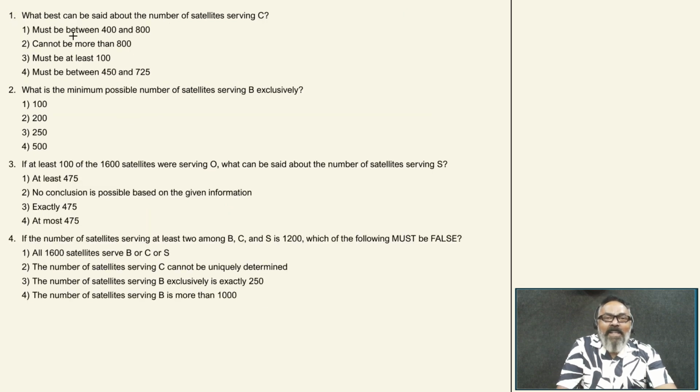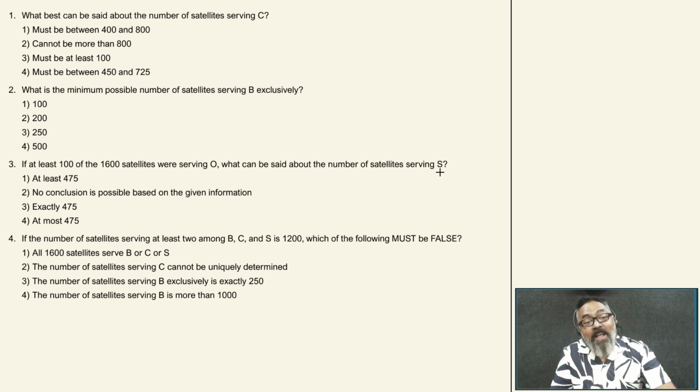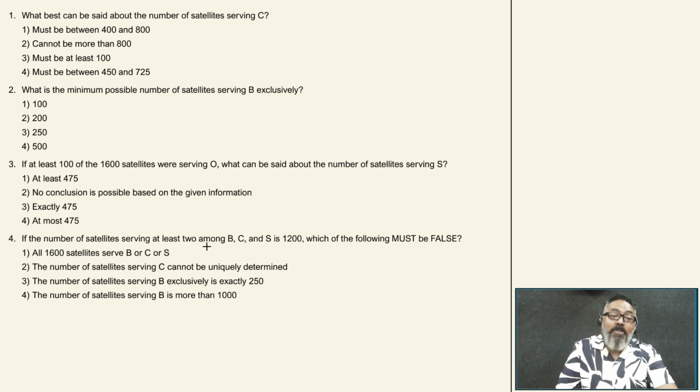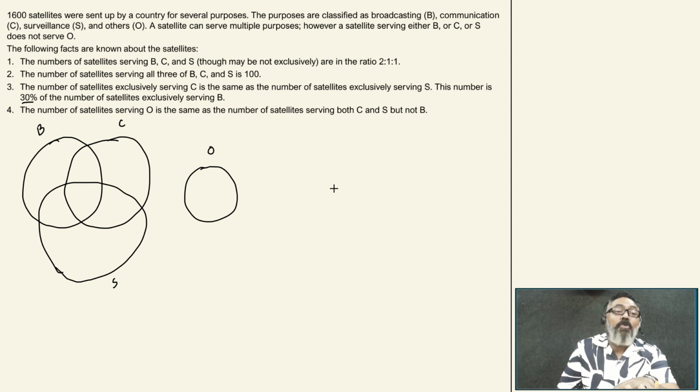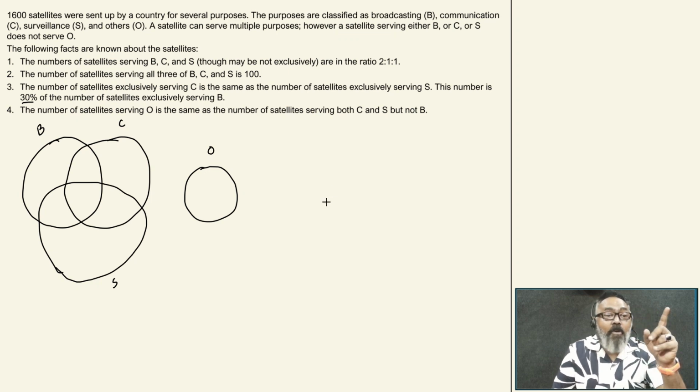If you start reading the questions: what can best be said about the number of satellites serving C? What is the minimum possible number of satellites serving B exclusively? If at least 100 of the 1,060 satellites serving O, what can be said about satellite S? If the number of satellites serving at least 2 of B, C and S is 1,200, must be false. So we're not going to get the complete story. Some variables are going to remain, but we'll slowly start this systematically. Okay, that's all we got to do.